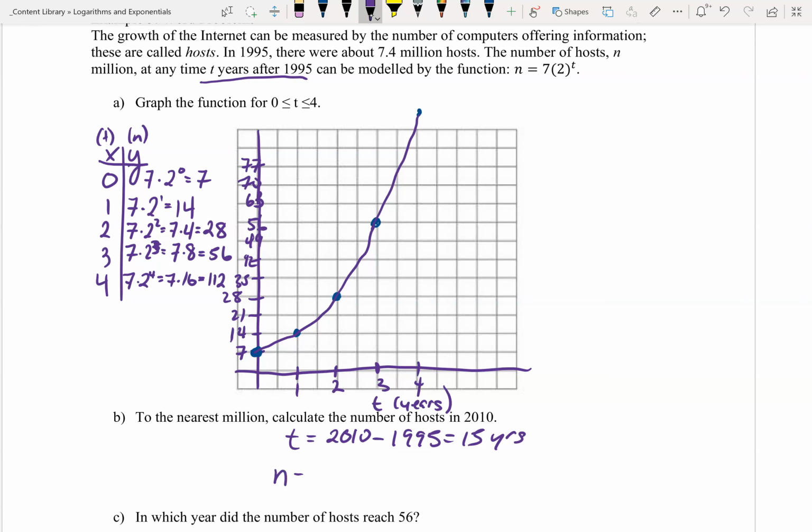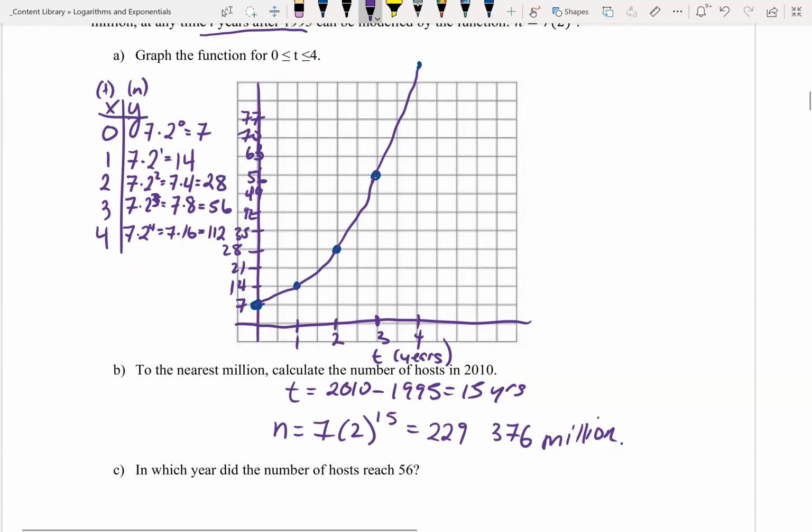We're going to put this into our function. So 7 times 2 to the power of 15. We're going to get 229,376. And notice that n is a value in million. So this will be 229,376 million.